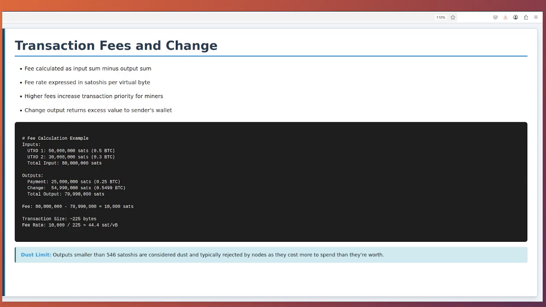One important consideration is dust outputs. Bitcoin's relay policies typically reject outputs smaller than 546 satoshis as dust because they cost more in fees to spend than they are worth. If your change would be dust, it is better to add it to the fee rather than creating an unspendable output. Well-designed wallet software automatically handles this, either by increasing the fee to consume the dust or by selecting different inputs to avoid the situation entirely.